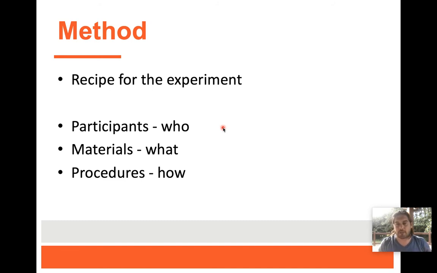So participants tells us who we did things with, materials tell us what we used, and procedures tell us how, right? How did the experiment happen? Ideally, if you put all of that together, then any scientist in the world with the appropriate access to materials could redo your experiment. They could replicate your experiment perfectly, right? Just like you do with cooking with a recipe.